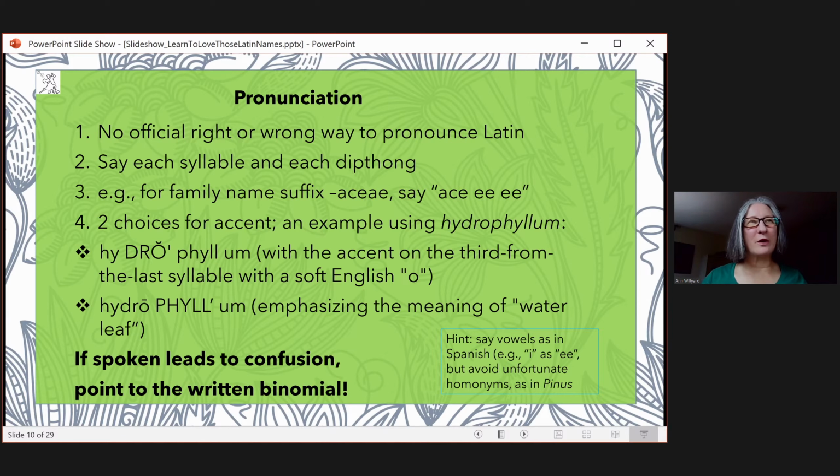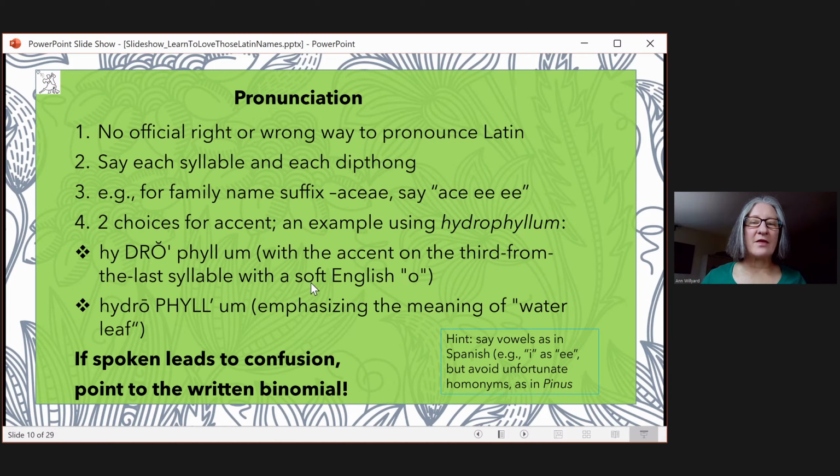The Jepson Manual, when it was published a few decades ago, suggested in the introduction that the appropriate reaction if someone corrected your pronunciation was a knowing look, because there is no right or wrong way. They may prefer their way. The best thing to do is simply sound them out and say each syllable in each diphthong.